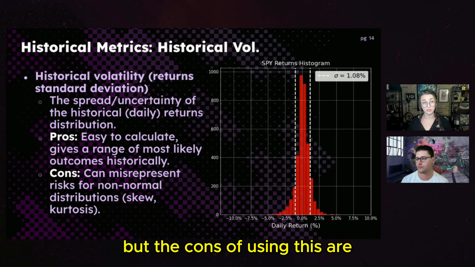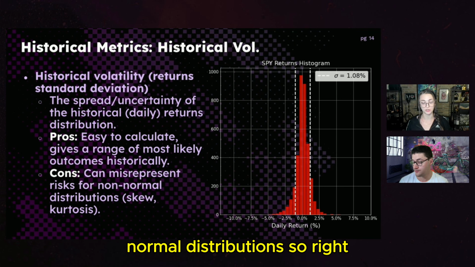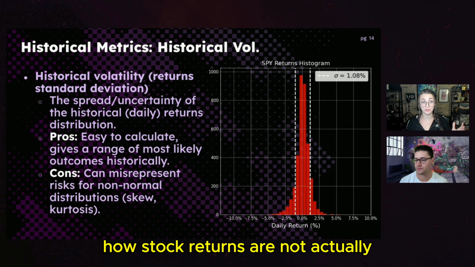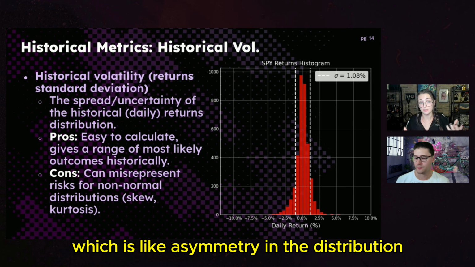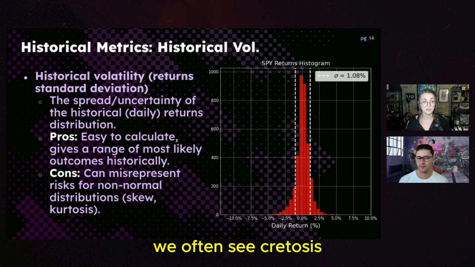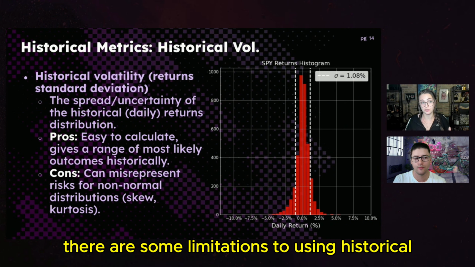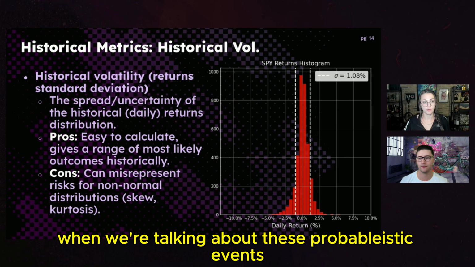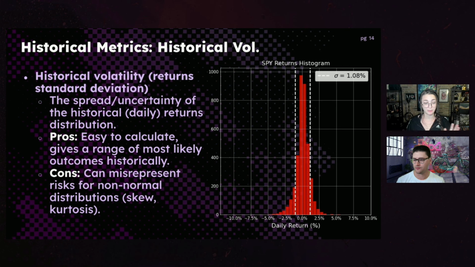But the cons of using this are that it can really misrepresent risk factors for non-normal distributions. We talk all the time about how stock returns are not actually normally distributed. We often exhibit some kind of skew, which is asymmetry in the distribution. We often see kurtosis, which are fat tails in the distribution, so more likely outlier events than what the normal distribution estimates. So there are some limitations to using historical volatility, but it still gives you a decent estimate for the range of possible outcomes when we're talking about these probabilistic events, right? Yes. Historical volatility, a very common one that's used.